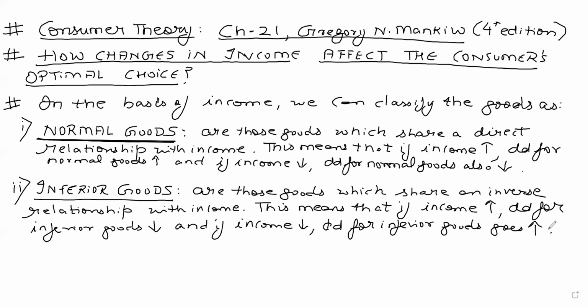Okay, so now, having explained to all students the crucial difference between normal and inferior goods, we now look on to the topic. The topic is how change in income affects the consumer's optimal choice. So we have the cases. Let's look at the cases. So case 1.